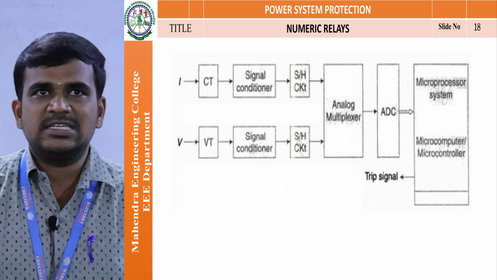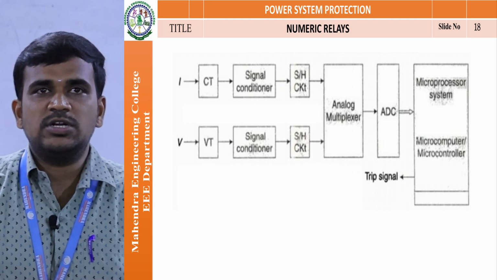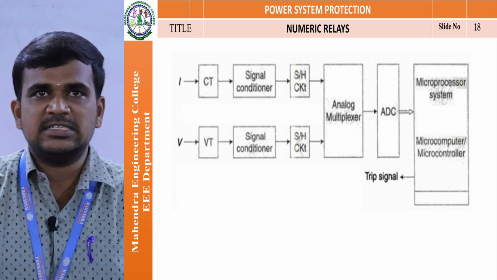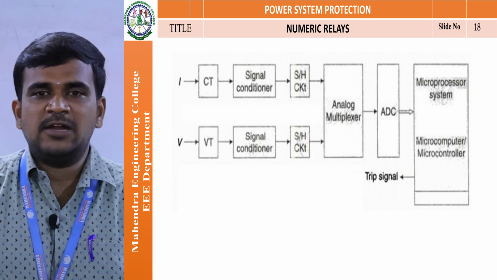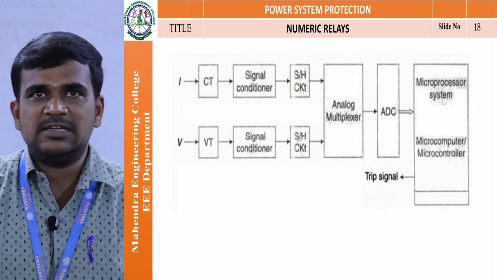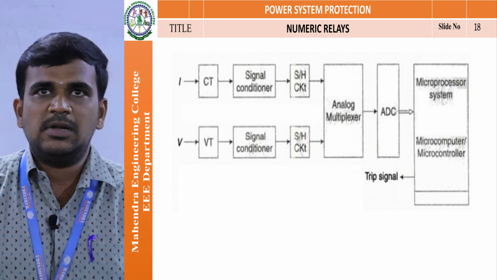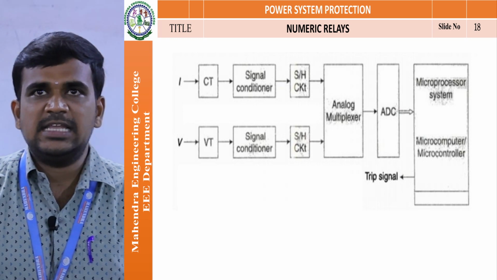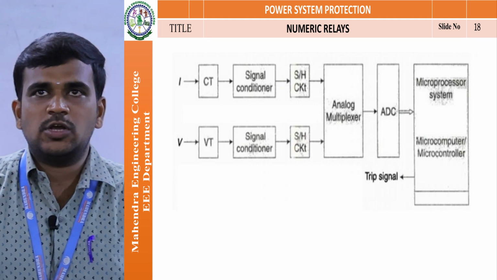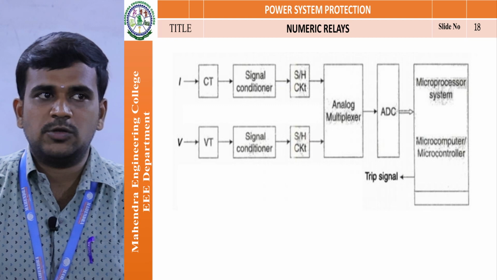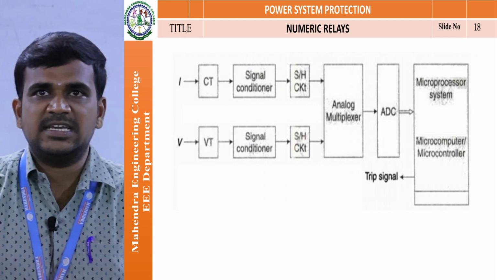Likewise, the second input signal is voltage. The voltage is fed to the voltage transformers. The voltage transformer is connected to the signal conditioners. The signal conditioners are connected to the sample and hold circuits. The sample and hold circuit is connected to the analog multiplexer. The analog multiplexer is connected to the ADC. Then the ADC is connected to the microcontroller or microcomputer. The microcomputer, microcontroller or microprocessor is connected to the trip signals.